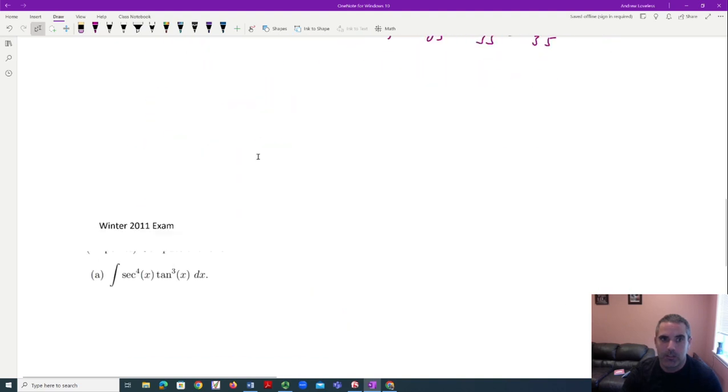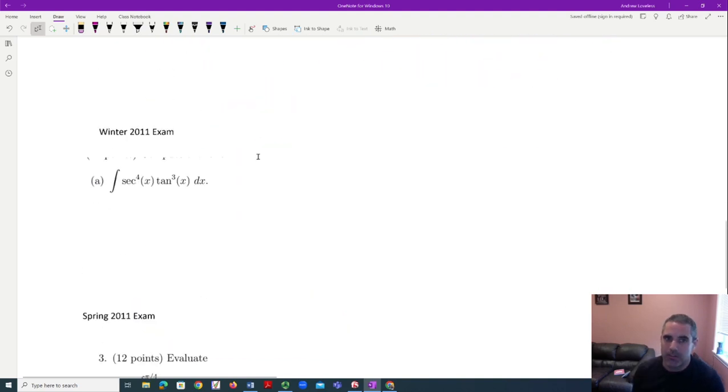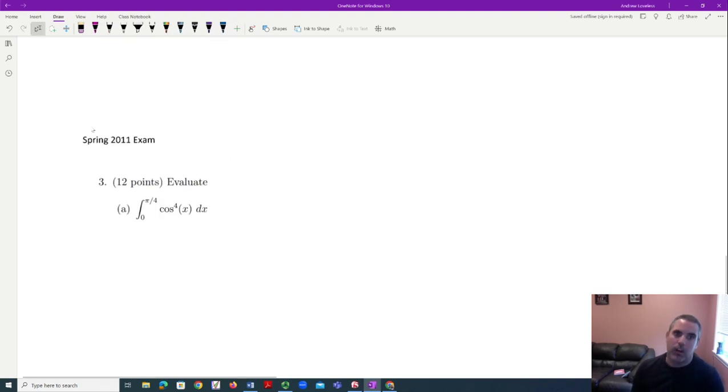Let's keep looking. Here's another one you could pause. This is the winter 2011 exam. Hey, that looks like an even secant. It also has an odd tangent. You could do it either way. In fact, I think I did this one on the previous page, so I won't do that again. What about this one? It's an even power. You're going to have to do the half angle and work that one all the way through.